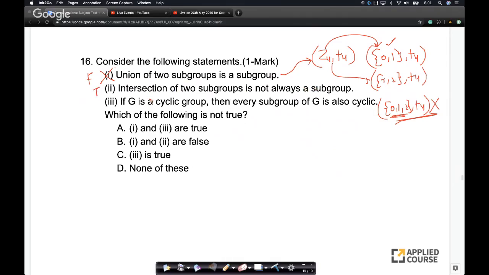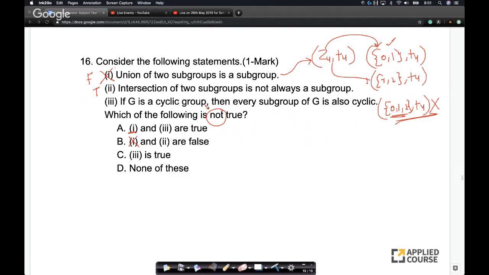So this is true. The third statement is if G is a cyclic group. So the first one, union, is false. This is true. What is the question here? Which of the following is not true, or which of them is false? Certainly one is false. So statement 2 is not false, because they both have this different sign. Again, this is slightly confusing. There are nots here and there are trues here. Now let's look at the third statement.